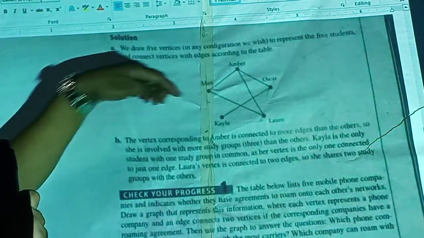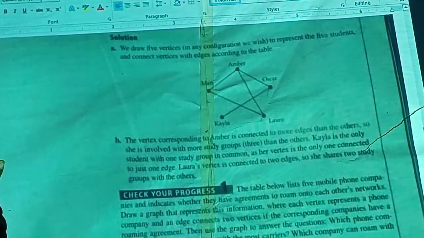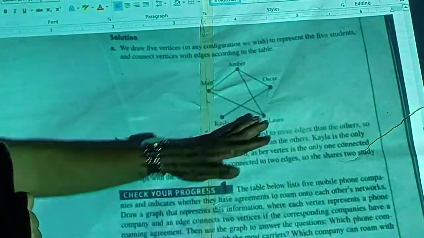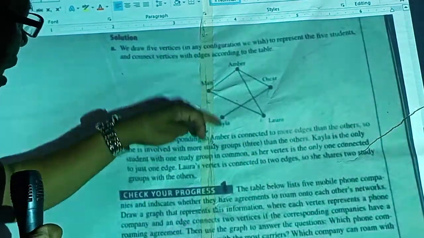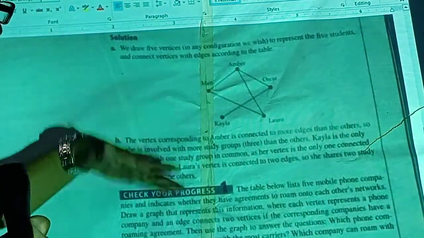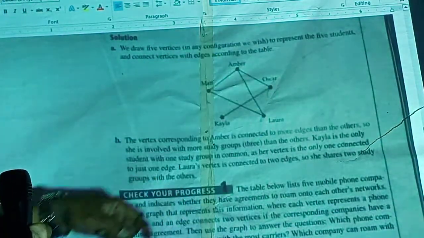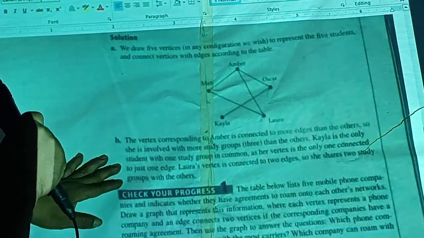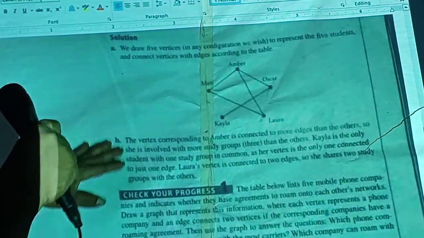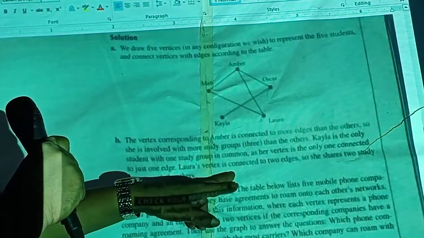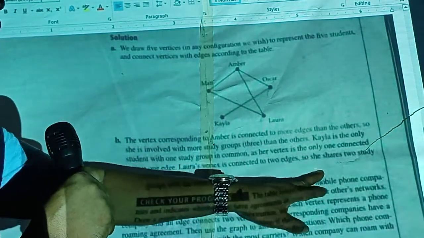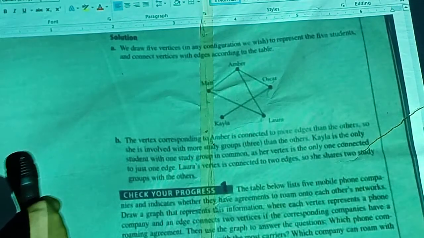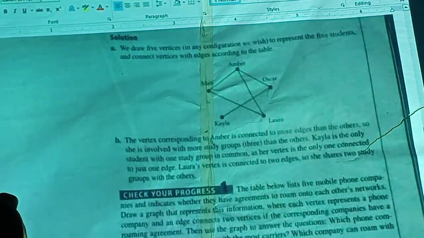How about Oscar and Laura? Yes, they have. How about Kyla and Laura? Did not. How about Matt and Kyla? Did not. Oscar and Laura. So, that's represented. Okay. So, Laura is a vertex connected with 2 edges, so she has 2 study groups with the others.